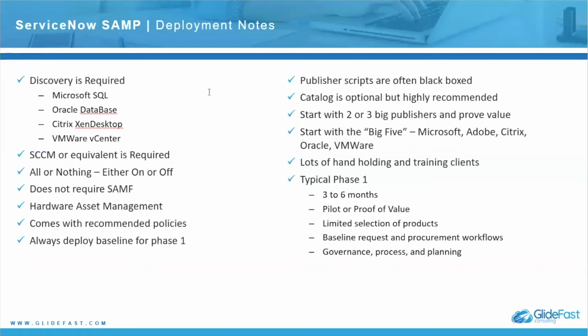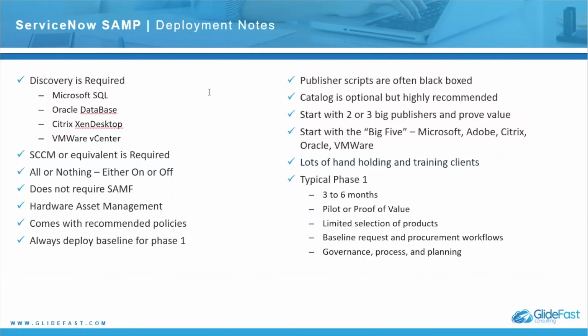I recommend, and ServiceNow recommends, that you start with the big 5, and this list is actually expanding now, but I still prefer to start with the big 5 instead of 8 or 9 or whatever it is now. These are the ones that most customers want: Microsoft, Adobe, Citrix, Oracle, and VMware. There's lots of hand-holding and lots of training clients when it comes to SAMP. It's not as heavy technical, I would say, as a lot of deployments. It's a lot of data, it's a lot of planning, and a lot of mapping in order to be successful.